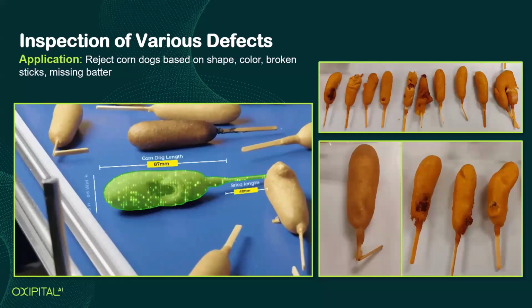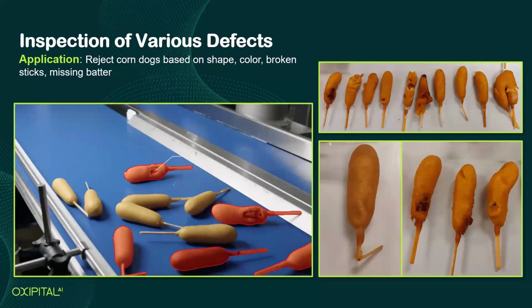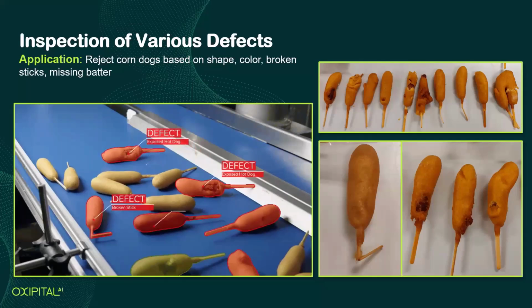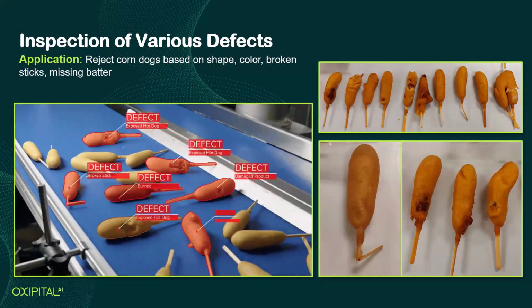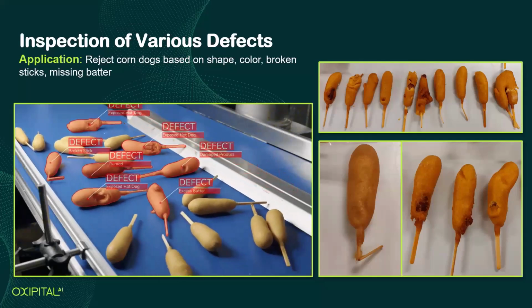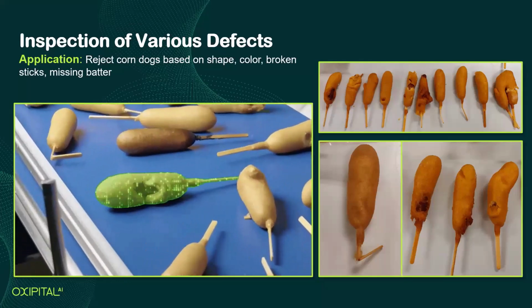When you start to see the coating turn a darker color, it's generally an indicator that the oil temperature is either too hot or the products are moving too slowly through the oil.